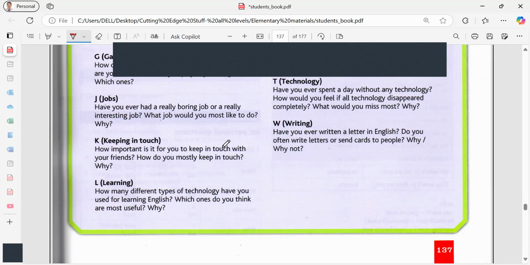Let me choose a letter now. Okay, L, learning, right? Let me choose this letter. Can you please read the questions for me? Okay. How many different types of technology have you used for learning English? And which ones do you think are most useful and why? Okay, so let me start my stopwatch.